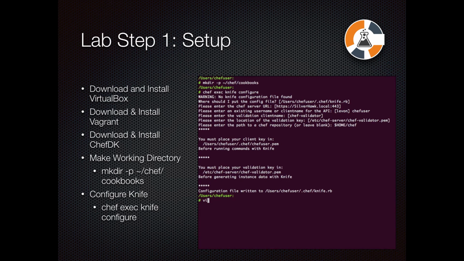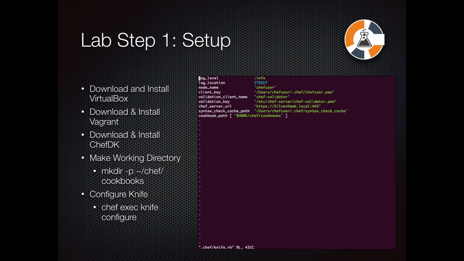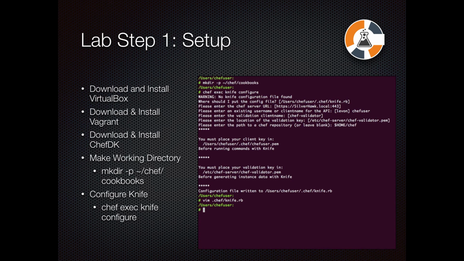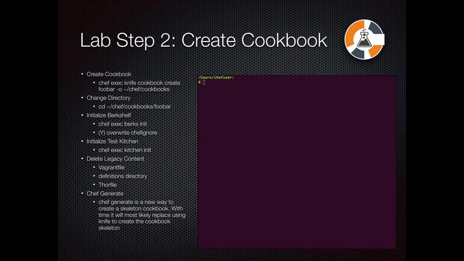Generally, it isn't going to matter. It adds cookbooks to the end of that directory, just so you know. And you can look at the file that's created. It's right in .chef/knife.rb.